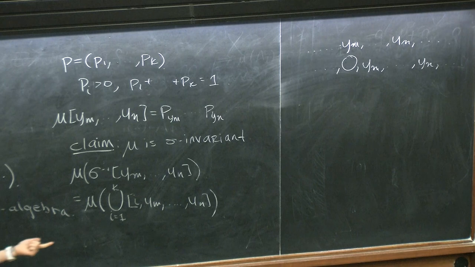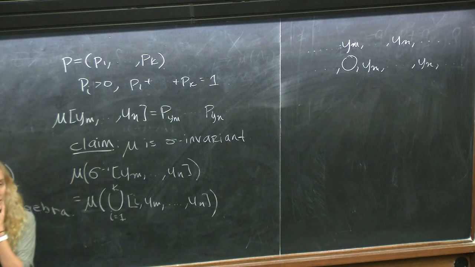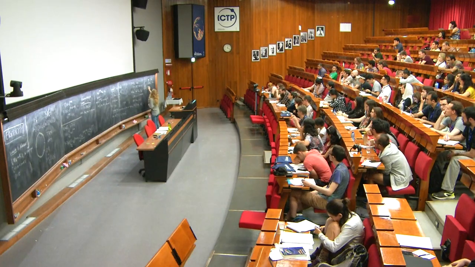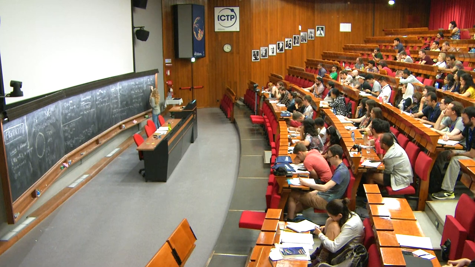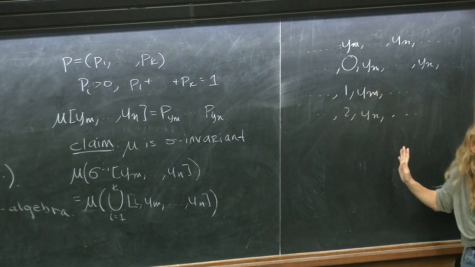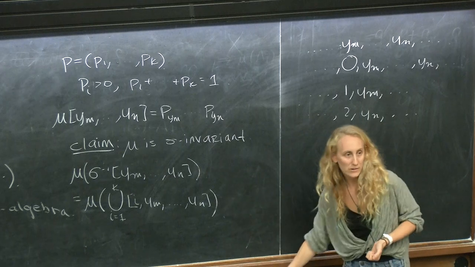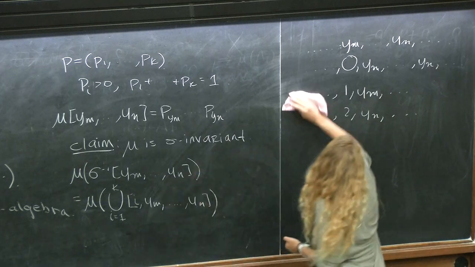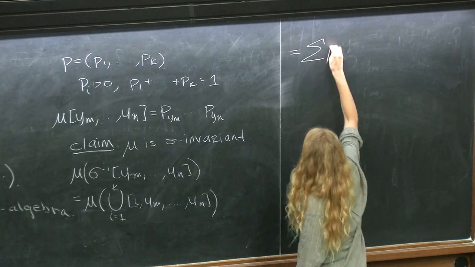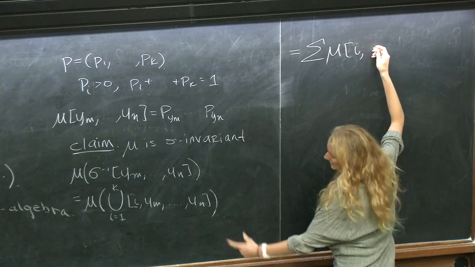Now, what can I say about each one of these cylinder sets? Do they have overlapping elements? No, right? Because if I consider the sequences where I put 1 here, and then I consider the sequences where I put 2 here, well, they can't be in the same set. None of the sequences with 1 here are going to have 2 here. So all of these cylinder sets are, in fact, disjoint. So I can write this as the sum of the measures of each of these new cylinder sets.